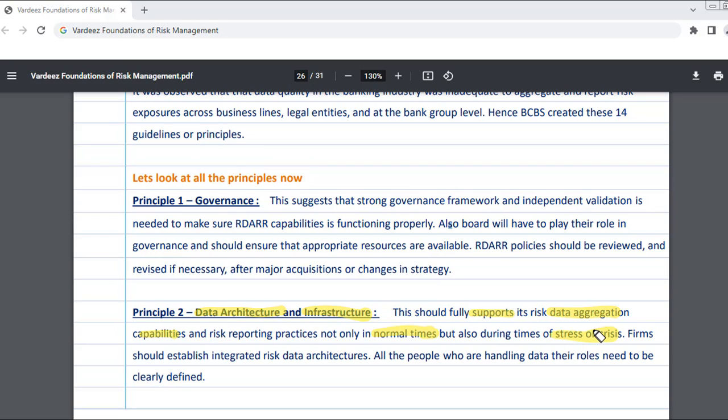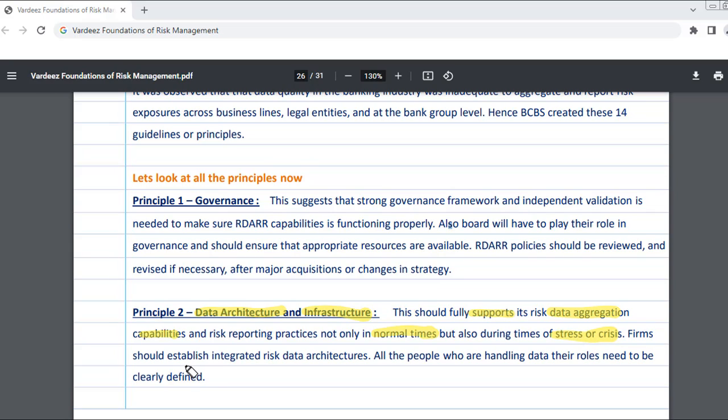Now during the time of stress and crisis, there's a lot of data that is needed to actually come out of the stressful situation. So having your risk data aggregation or risk reports in such a way that it works not only in normal times, but can also support during the stress time.